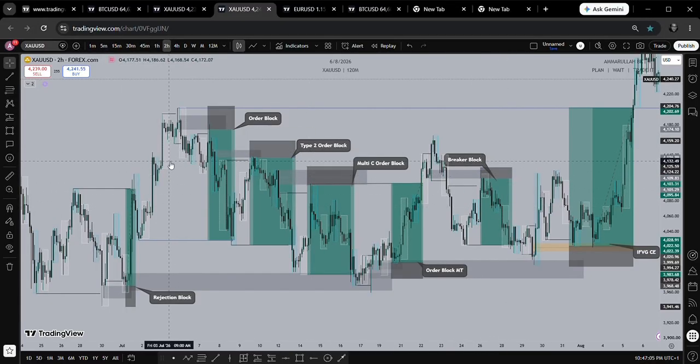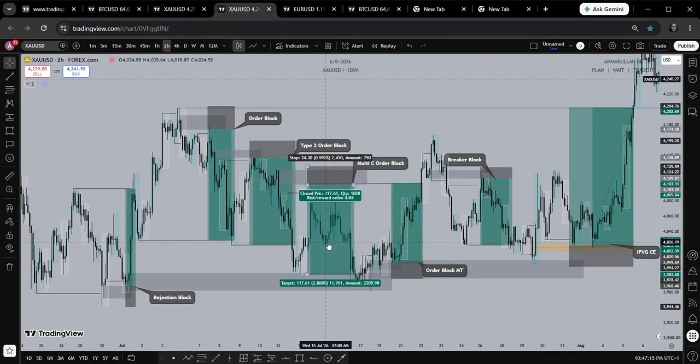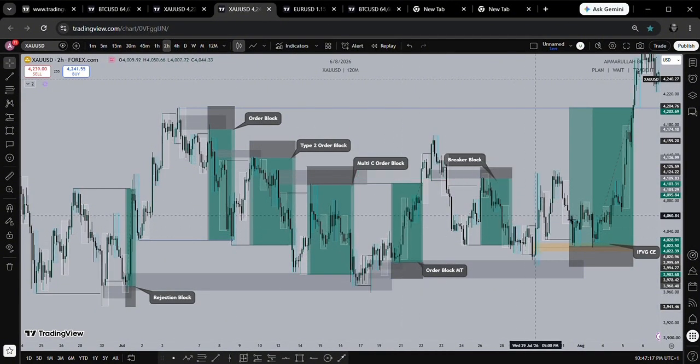It's been a while. So guys, in this video I'm going to show you the breakdown of these particular trades. 1, 2, 3, 4, 5, 6, 7. I'm going to be breaking them down step by step, showing how you can catch trades like this.